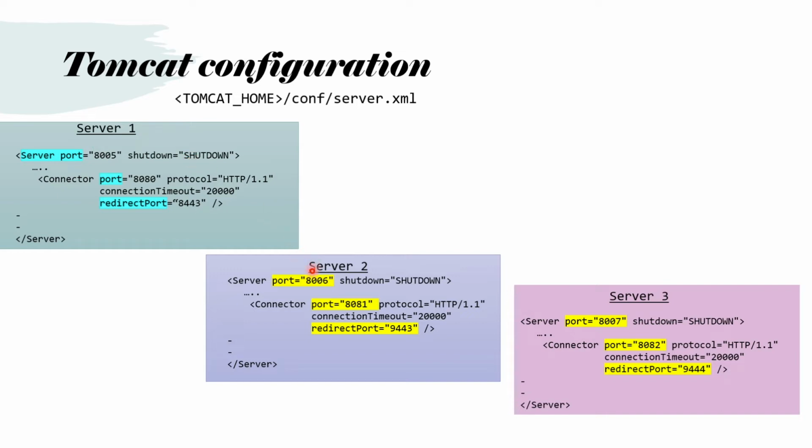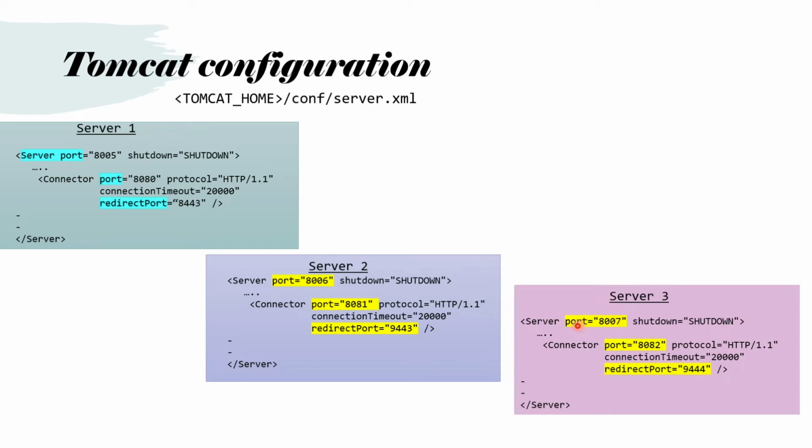In server 2, I want to change the server port to 8006, the connector port will be 8081, and the redirect port will be 9443. And in server 3, these ports have to be unique. The reason being, as I mentioned, they are running on the same machine. If they were on different servers, you wouldn't need to change the configuration; it would be the same. However, in other Nginx setups, you may have to change that. But here, since it's local, you need to change this port number.